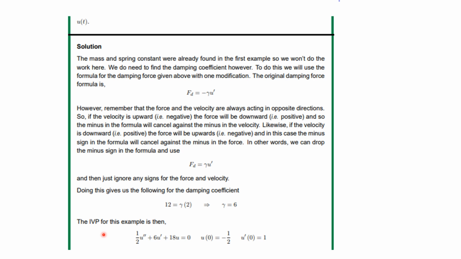So the IVP for this example is 1/2 u double prime plus, now there's where the 6 comes in, 6 u prime plus 18u equals 0, with u of 0 equal to minus 1/2, and u prime of 0 equal to 1. You should fill in the steps, but you know how to solve this.